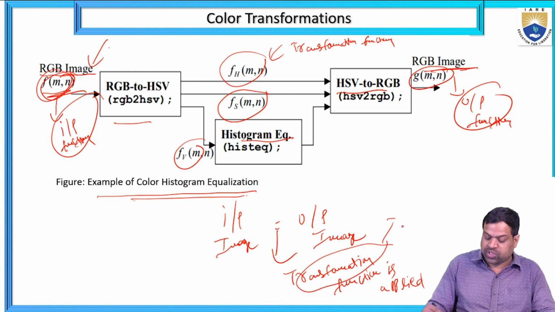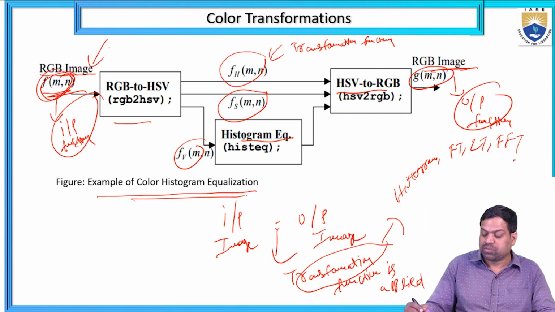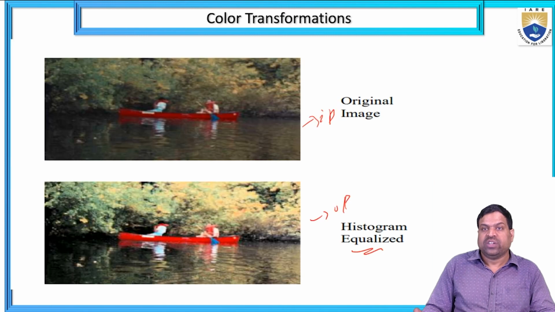So what does the transformation function mean? We are using histogram, Fourier transform, Laplace transform, fast Fourier transform. All those things are transformation functions. It is an example of histogram equalization. It is the original image. The background is not visible like a good image. When I go to the output, that is the histogram equalization.